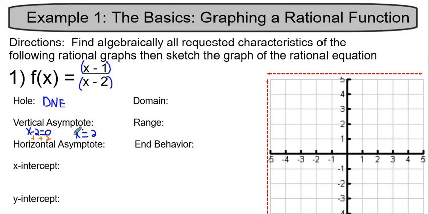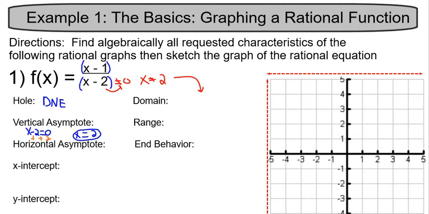Now, that may feel the same as a domain restriction, and it is similar. A domain restriction is to set the denominator not equal to 0 and solve, which will give you x does not equal 2, but that x does not equal 2 goes into the domain. The asymptote is at x equals 2, so we have an equal sign.